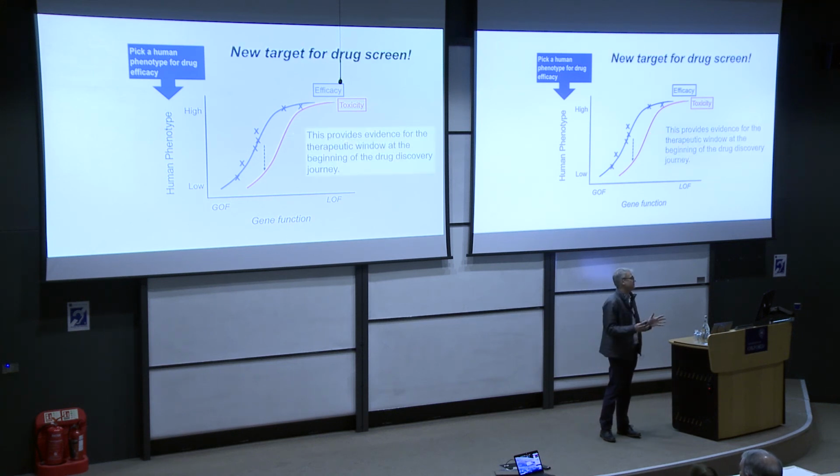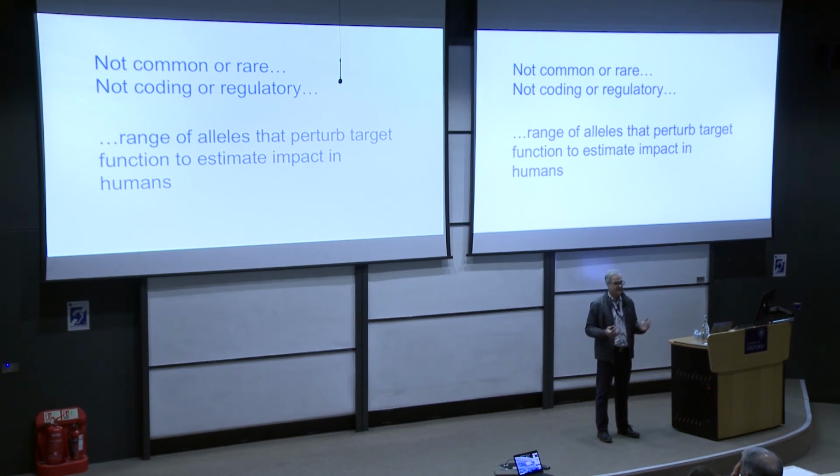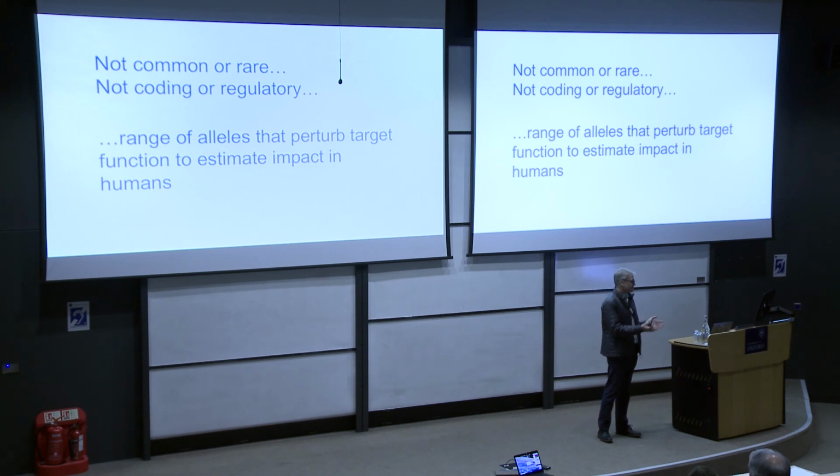And if you can put all of this together, find the alleles, understand the function, understand the impact on clinical phenotypes, understand the pleiotropic consequences, and begin to match modality and mechanism, I think this is a really good starting point for a drug discovery journey. One point I do want to make, as it's come up a few times, is that it's not necessarily about common variants or rare variants. And similarly, it's not necessarily protein coding or regulatory. It's really about having that range of alleles that perturb a target to estimate the impact in humans before you start this drug discovery journey.